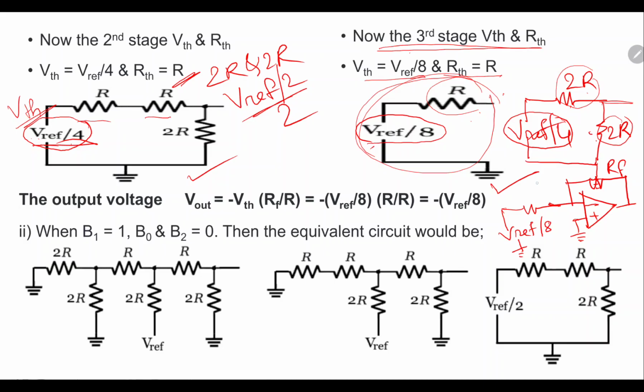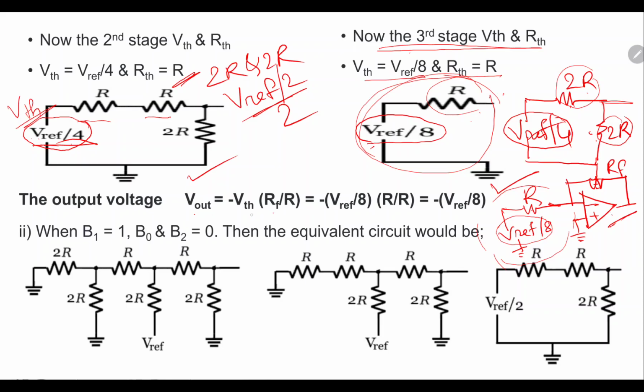Now this is a simple inverting amplifier, because we have solved the circuitry. Here on the input side, whatever circuit we had, we have solved, and we got the equivalent circuit as R input, and this V ref by 8 as an input voltage. So from here we can find out the output of the simple inverting amplifier, which is given by V out equal to generally minus V in by RF by R.